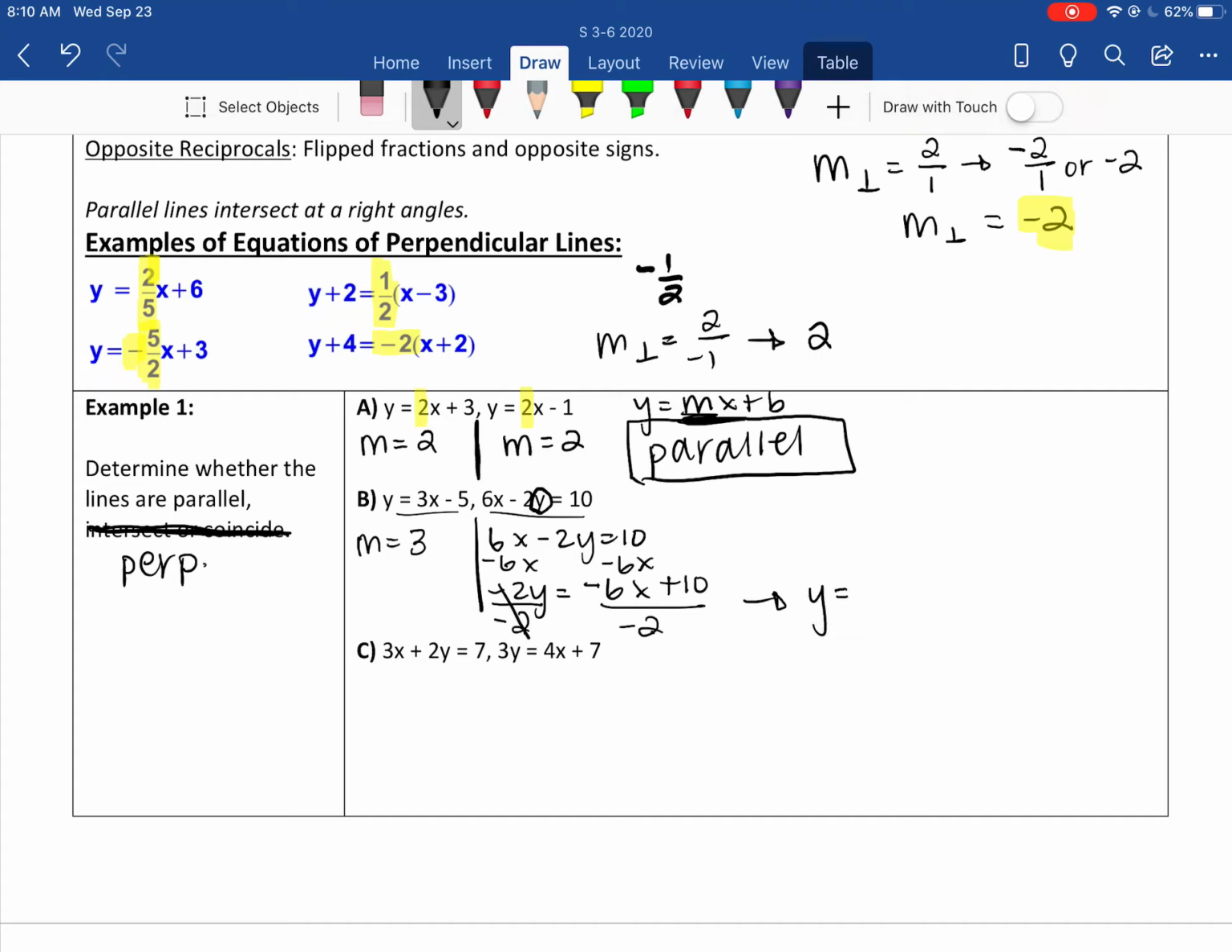When you do, these cancel out and you're left with y = -6 divided by -2, which is a positive 3, x, and then positive 10 divided by -2 is a negative 5. So this is the same exact equation, just in a different form. So we can easily see that this slope is also 3. So these are also parallel.